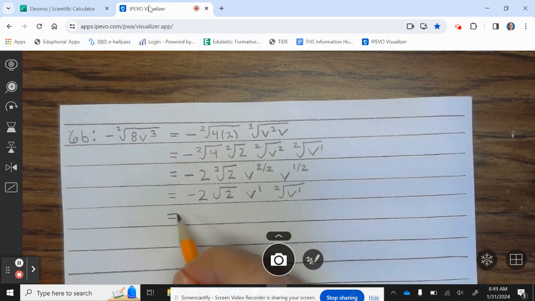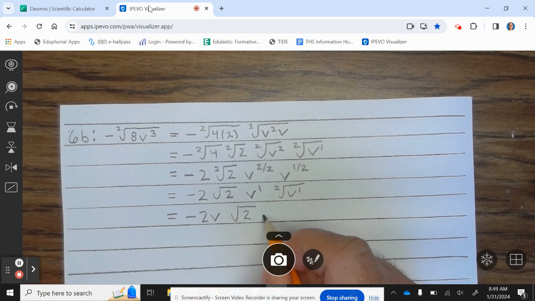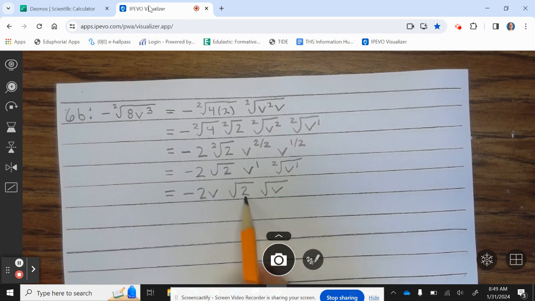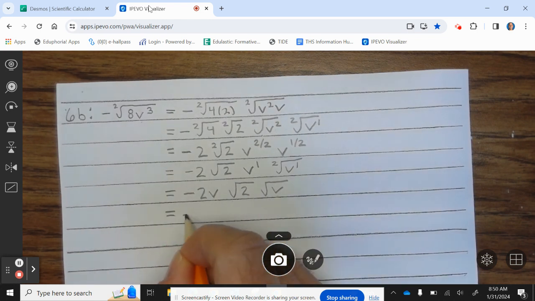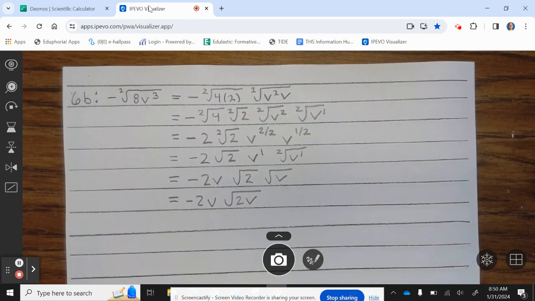So then we have negative 2 times v times the square root of 2 times the square root of v. Since they're both square roots, we can put them together. So this simplifies to be negative 2v times the square root of 2v. All right, go ahead and finish up 6b.